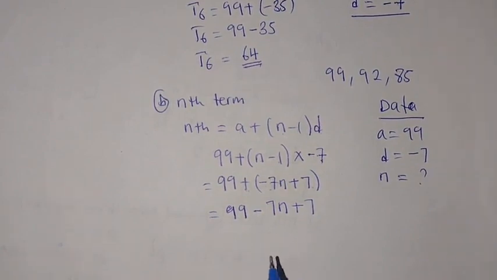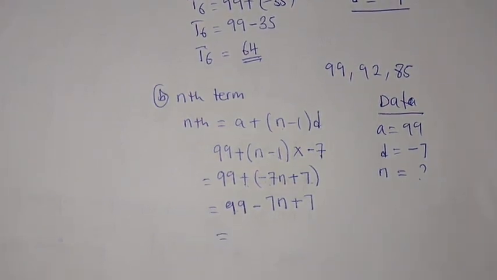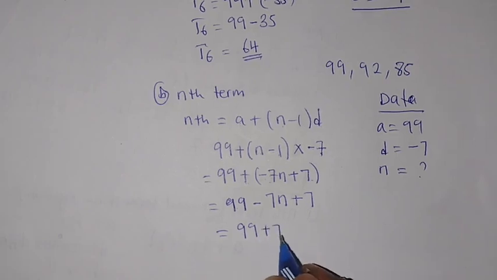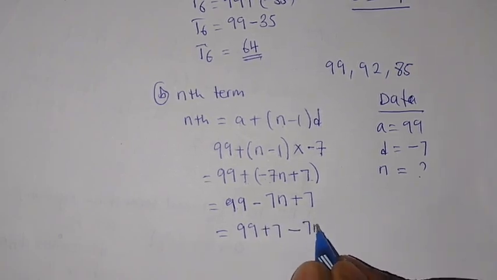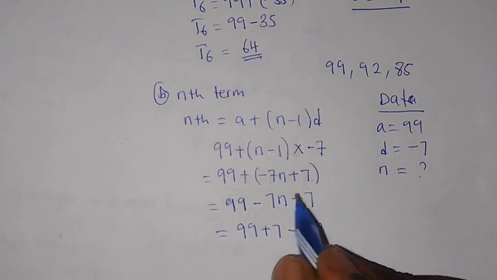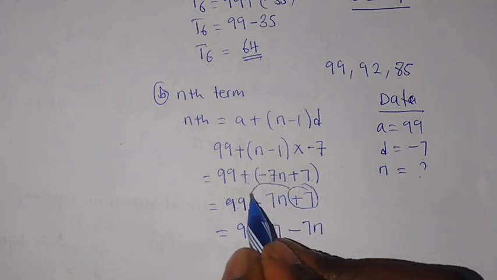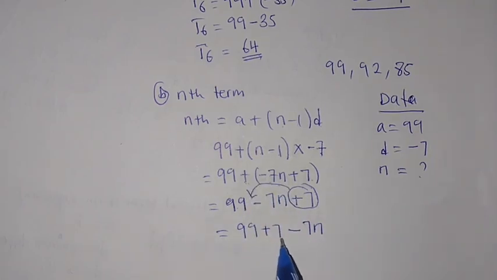So from here, you can collect the like terms. The like terms are 99 and the positive 7. Okay, so you can group these terms together. You can say 99 plus 7 minus 7n. I've just moved the positive with its sign the way it is, and I've brought it here. This is 99 plus 7.